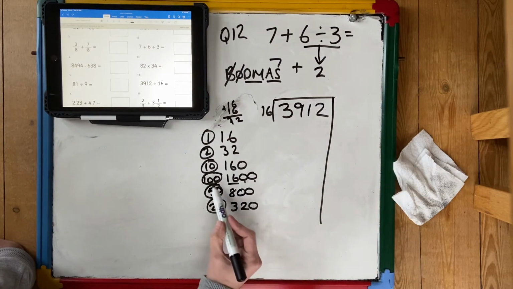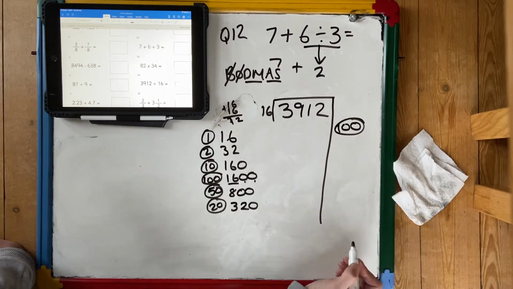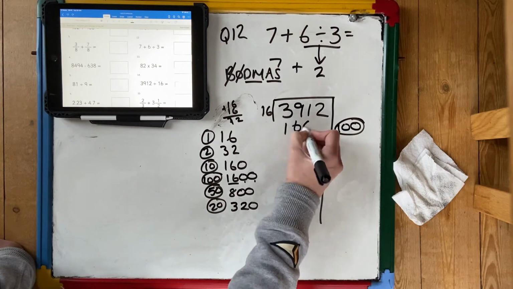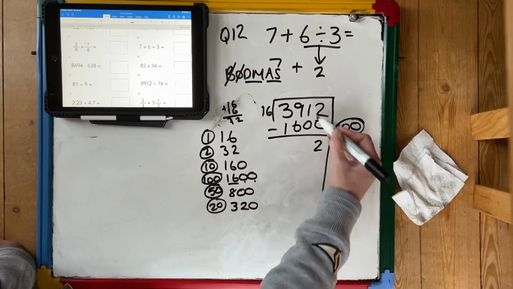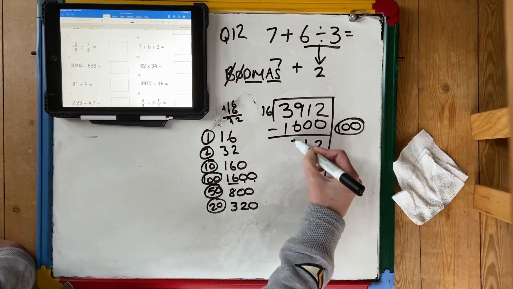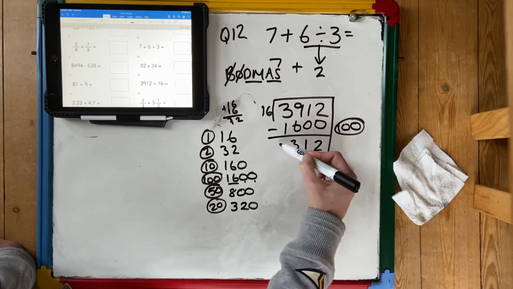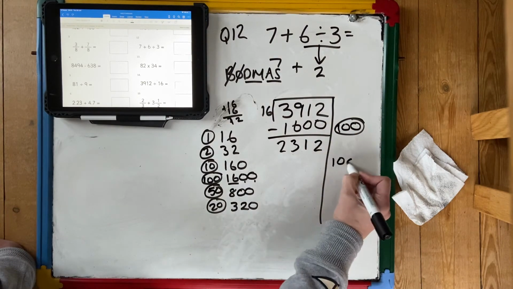So I'm going to subtract 100 groups of 16 here. So write 100 in your column. Subtract 1,600. 2 subtract 0 is 2. 1 subtract 0 is 1. 9 subtract 6 is 3. 3 subtract 1 is 2. I'm going to subtract another 100 16s.